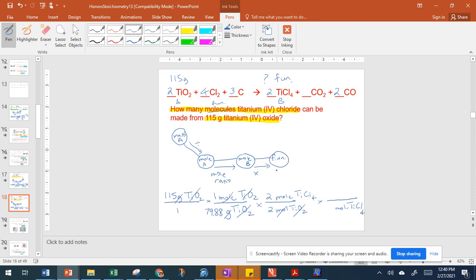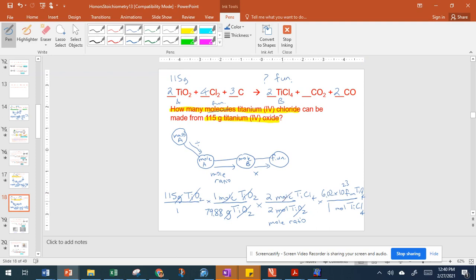Now, this is going to be Avogadro's number to go from moles to formula units. So remember, with Avogadro's number, this should always also be 1 mole. Only time you see a number other than 1 with your moles is with your mole ratio. Okay, so now we're going to put Avogadro's number in the numerator. And this is going to be formula units of titanium 4 chloride.